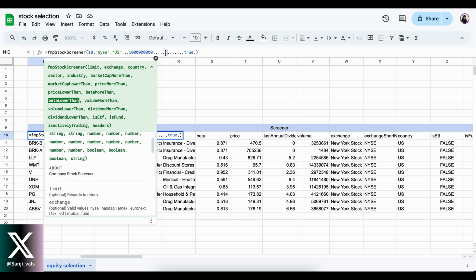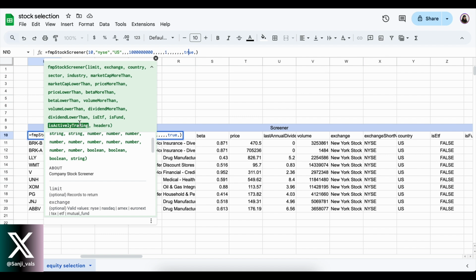And beta, for example, if you put beta 3 or 2, it means that your stock will be 2 times more volatile than the S&P 500. So if it is gaining 2%, your stock will gain 4%. If it's falling 2%, it can fall 4%. Of course, not always, but historically, this analyzes historical price movements and then compares your stock's volatility to the S&P's volatility. That's how it's calculated. And I put beta lower than 1, which means we are searching for less volatile stocks.